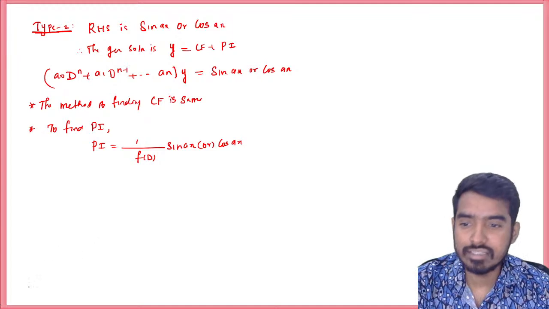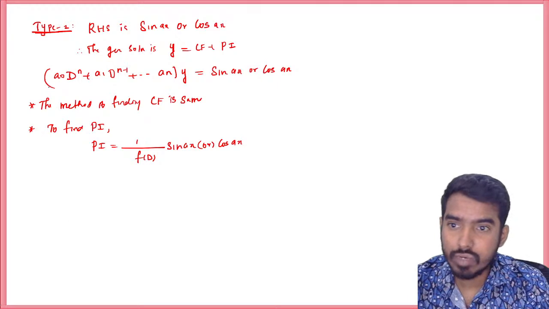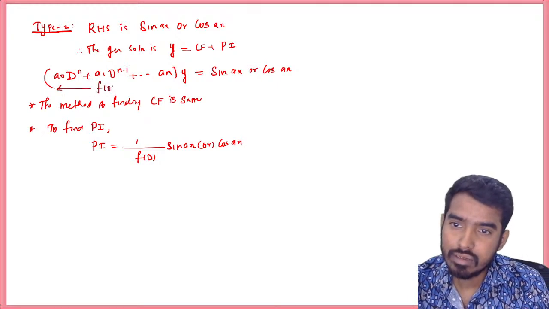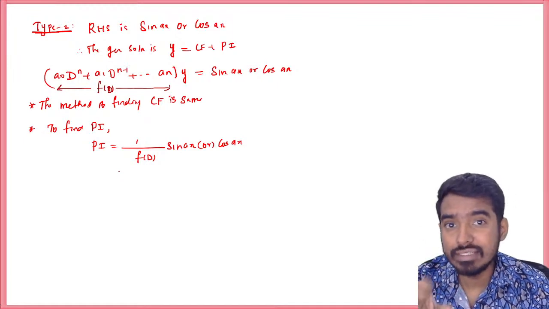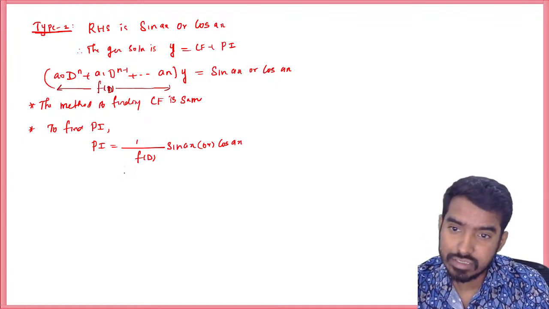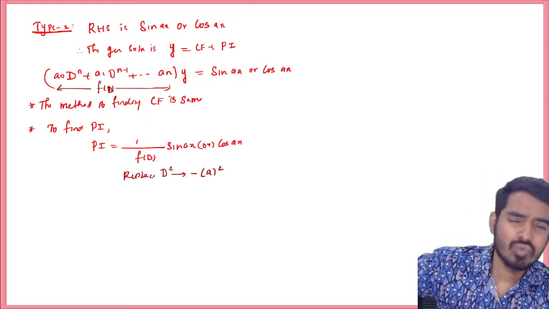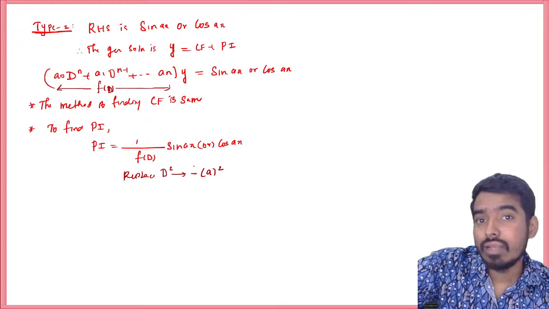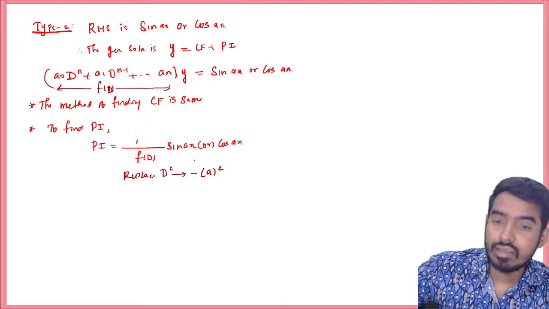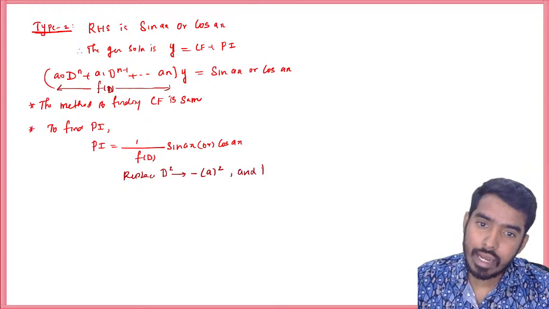Sin ax or cos ax. The previous case, what we did, we replaced D by a. This is your f of D, right? The previous case we replaced D by a. So here what you have to do is replace D square by minus a square. If you understand this single part, then you can do any problem, right? There we had to replace D by a. Here we have to replace D square by minus a square and proceed, right?